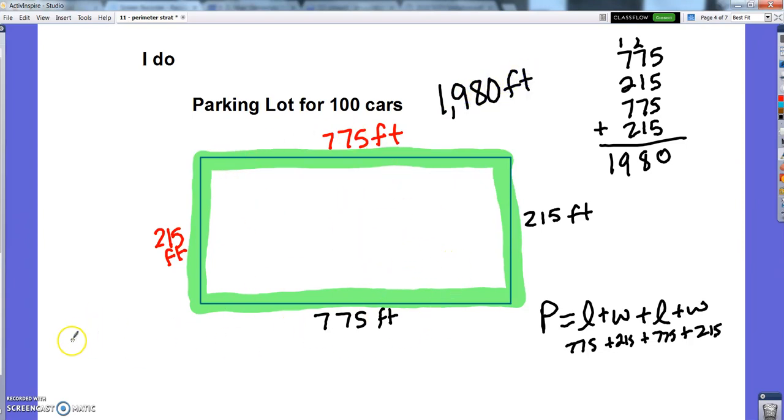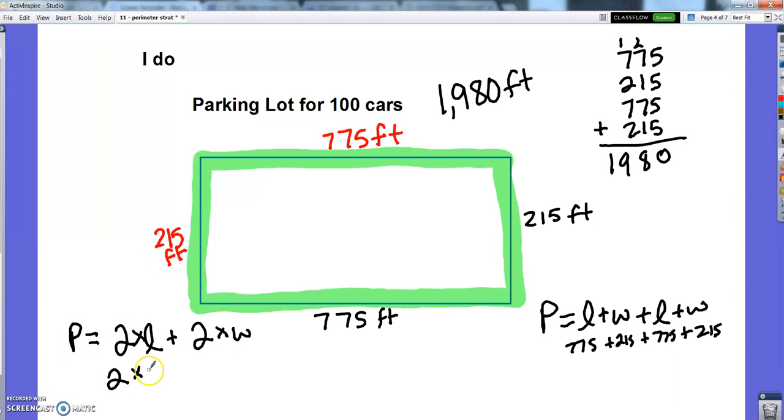My other option, remember, is to do 2 times the length, because I have 2 775s, plus 2 times the width, 2 215s. That one, in this case, is going to be a lot more work. I like this one when I can do the multiplication in my head.